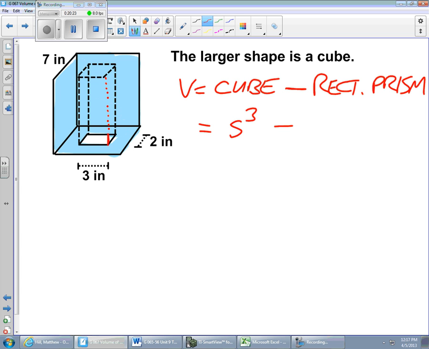And how about the volume of a rectangular prism? Big B little h again, okay? All right, so let's see if we can fill in some of the missing information here. All we need is one side measurement of the cube, one edge measurement. Do we have one? Yeah, we've got a 7 in there, which will be cubed here in a moment.